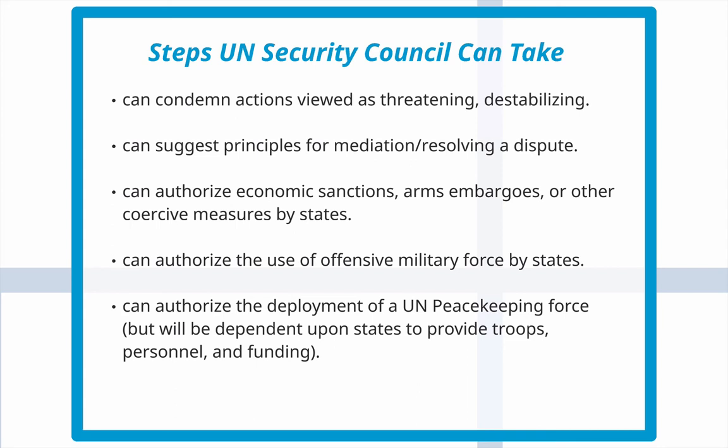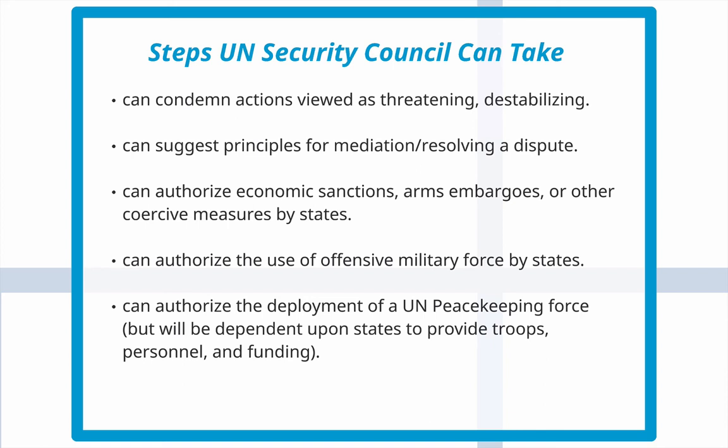They can also authorize economic sanctions, arms embargoes, or other coercive measures. So some of those more serious, heavy measures that states are going to undertake in order to signal to another state that they're doing something that the international community disagrees with, they can authorize those. They can also authorize the use of offensive military force by states. So if a state comes to the UN and says, this country is doing something that is so beyond the pale that we are going to launch a military strike against them, the UN Security Council can authorize that.